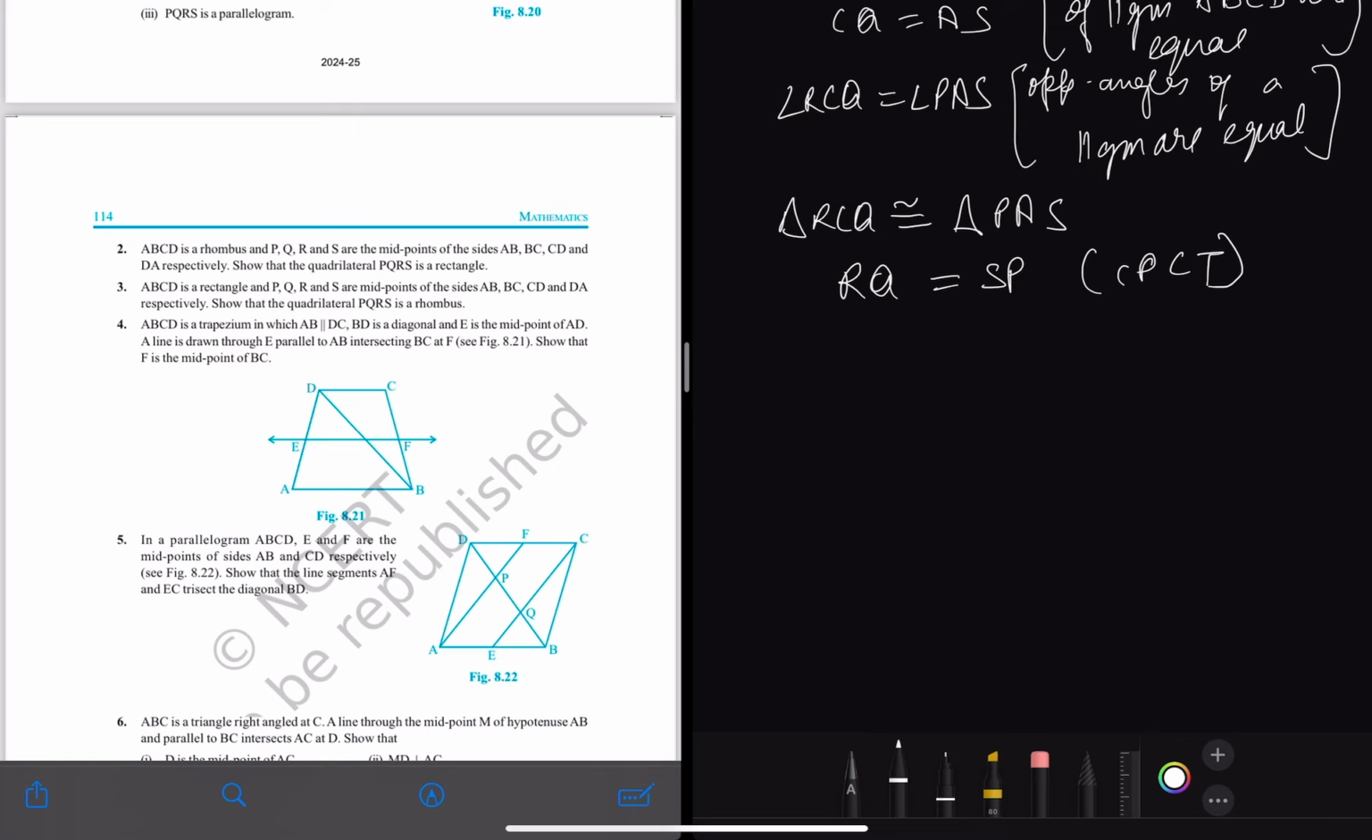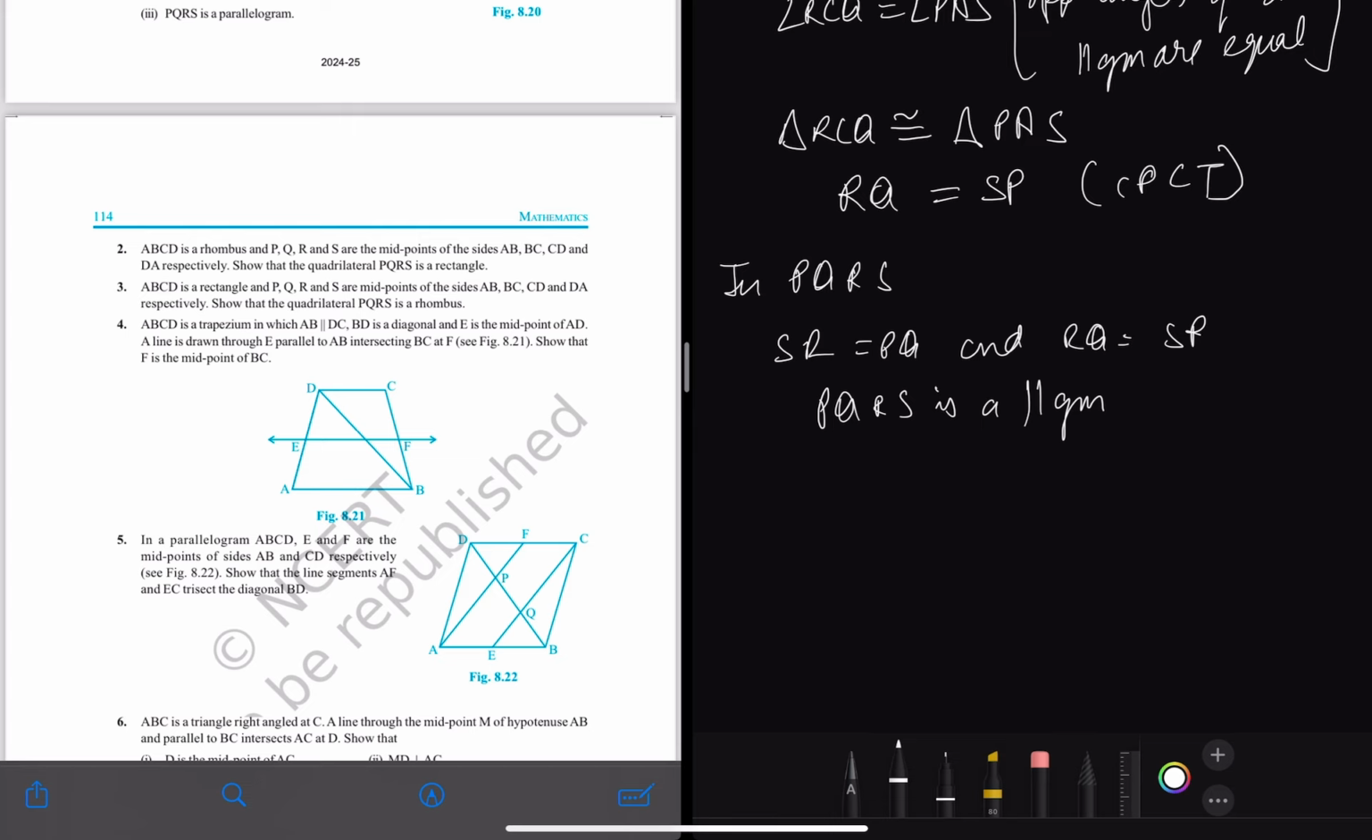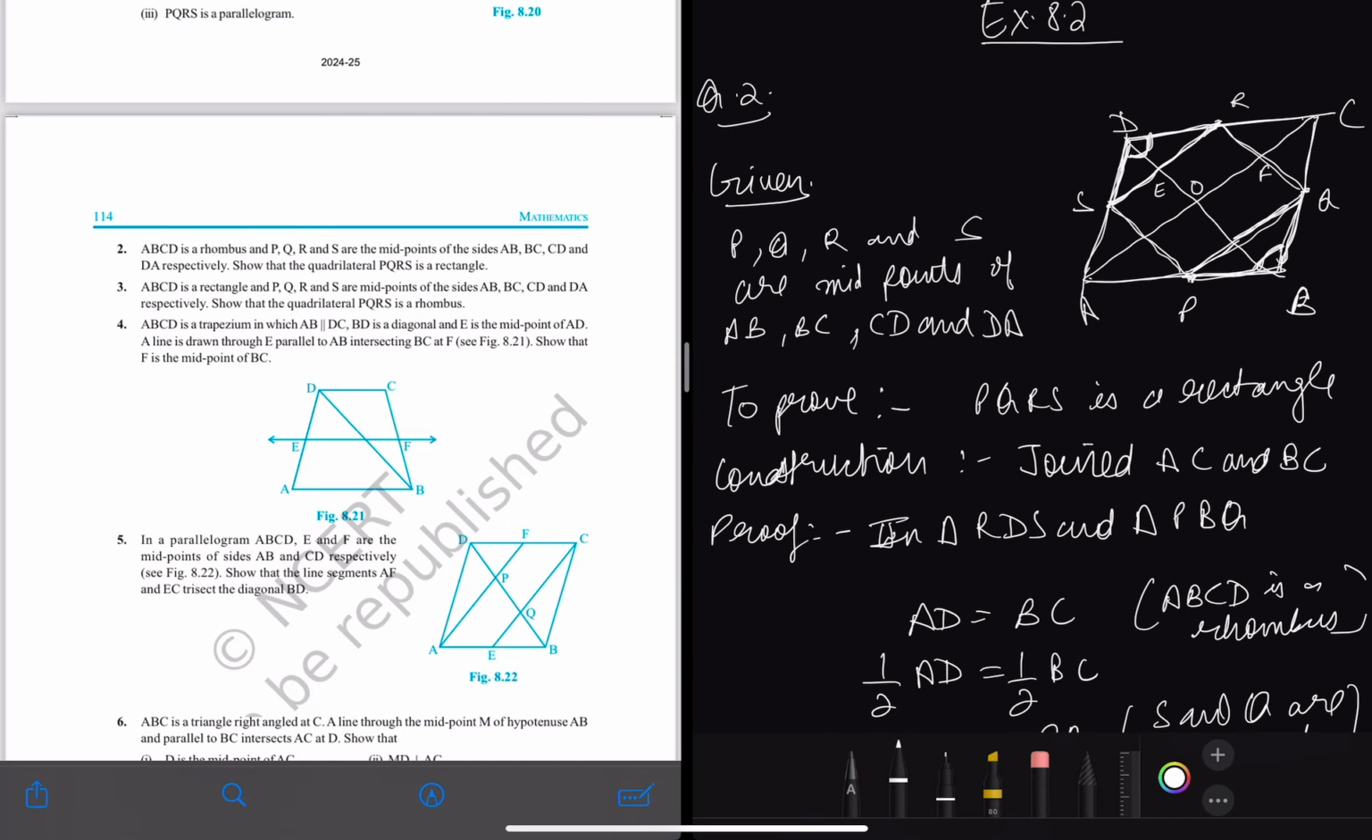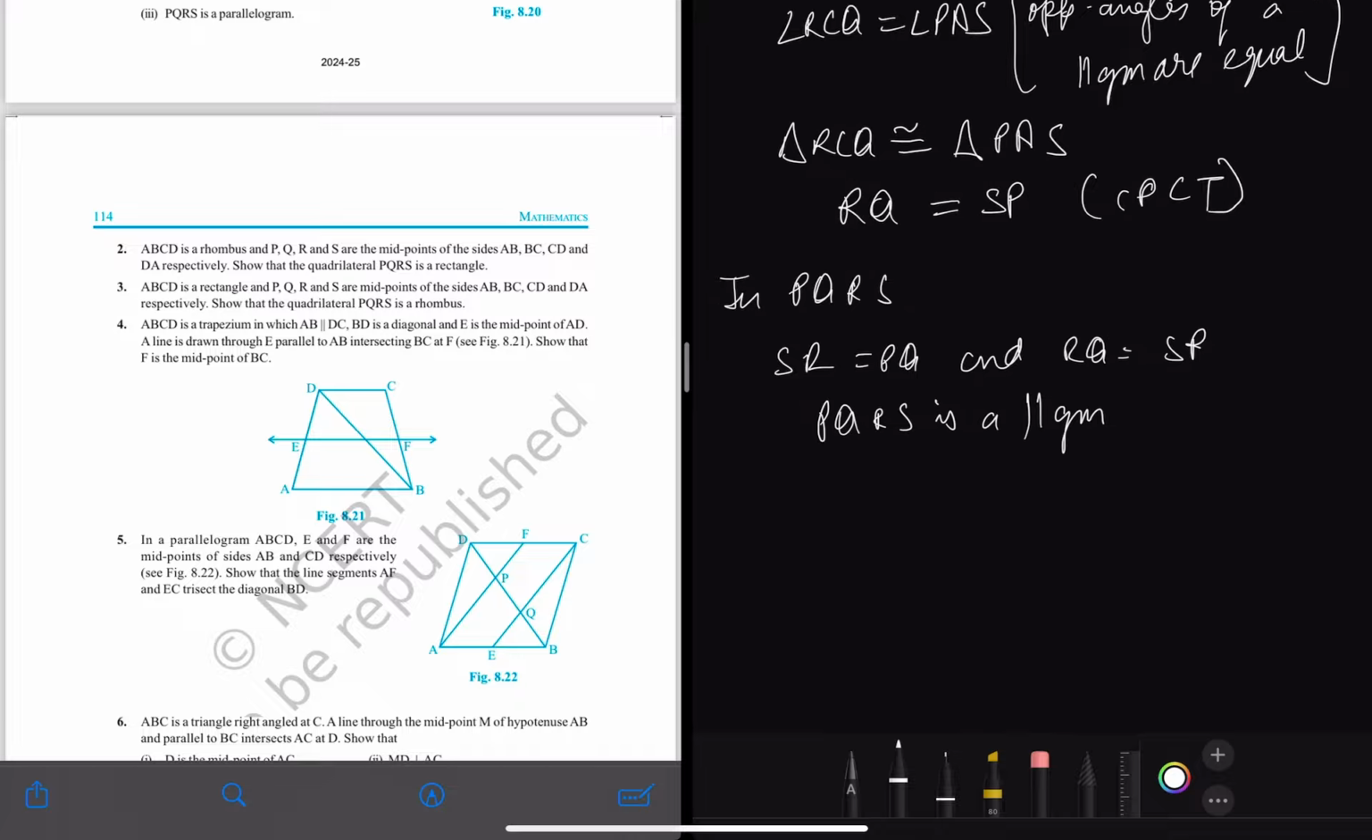Moving on, in quadrilateral PQRS, SR is equal to PQ and RQ is equal to SP. So we have proved that PQRS is a parallelogram. Now we have to prove that it is a rectangle also. So we have to prove at least one angle is 90 degrees. Now we will consider triangle CDB, this triangle, the upper half one. We will use this.